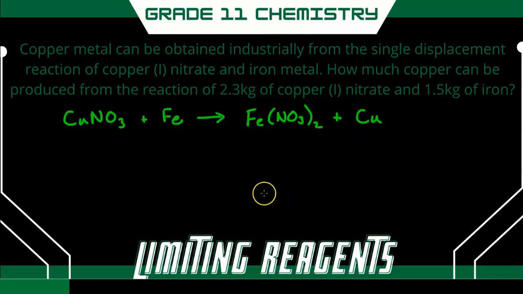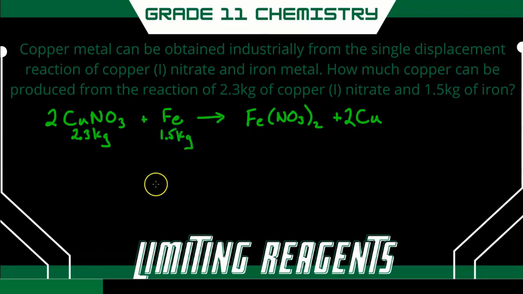Alright, so before we move ahead, we need to balance this reaction. So here we have 2 nitrate ions, and here we only have 1. So I'm going to put a 2 here. And now we have 2 coppers, so I'm going to put a 2 here. Iron, here we have 1 and 1, so we're fine. It's balanced now. So what we have is 2.3 kilograms of copper nitrate and 1.5 kilograms of iron.